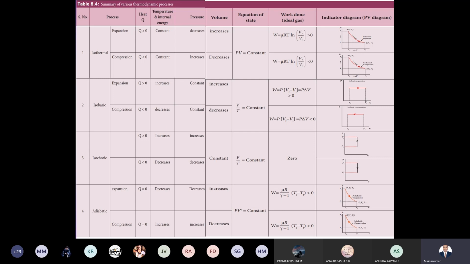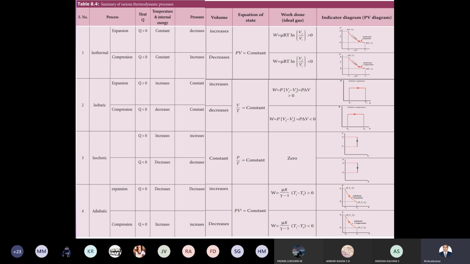So PV is equal to constant for an isothermal process, that may be isothermal expansion or isothermal compression. V by T is equal to constant for an isobaric process, that may be for an expansion process or compression process. So here in an isobaric expansion process, the temperature will increase and volume also will increase. So we are expanding the air at a constant pressure.